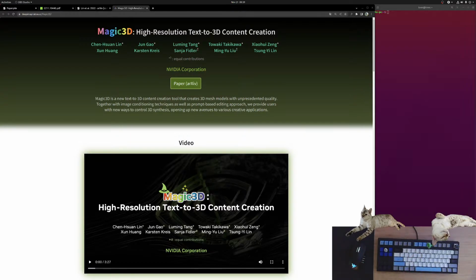Today we're drinking some espresso coffee on this Monday, and we got a fresh new paper for you guys here. This is Magic3D, high resolution text to 3D content creation coming out of NVIDIA. So these guys have a great little landing page here, so we're going to look at some pretty pictures and get motivated before we go to the actual paper.